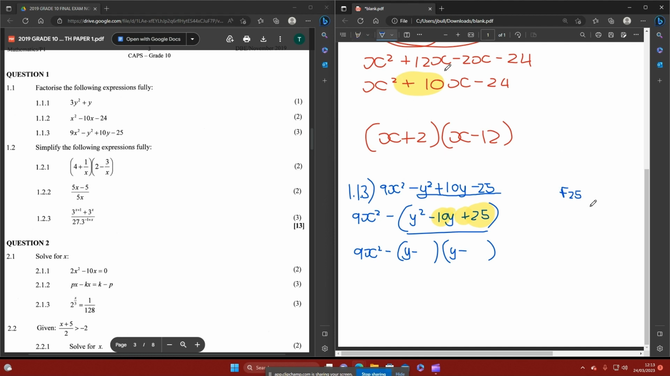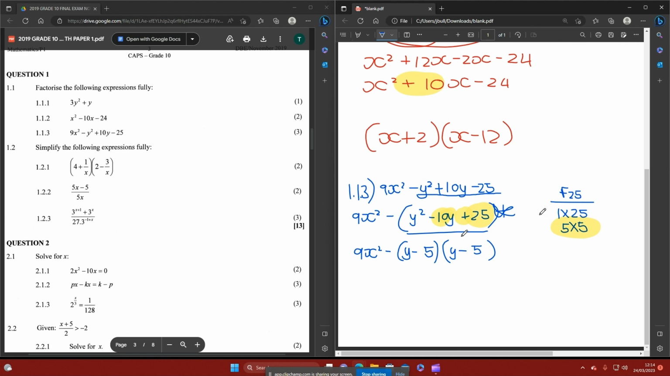So we're going to list our factors of 25. So 1 times 25 or 5 times 5. And we can see those two, 5 and 5, add up to 10. So those are the factors we're going to be using, and we can just plug them in here. Much like we did in the one before, you can multiply out and check that you get back to the same expression. This one will work. We've got to keep going.